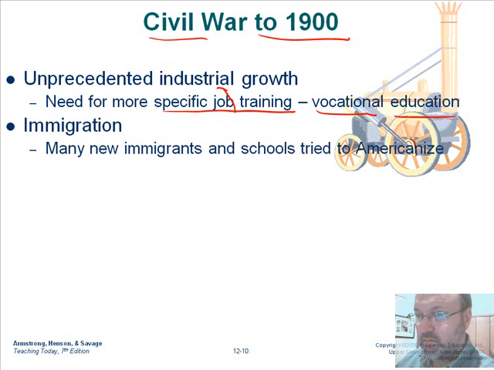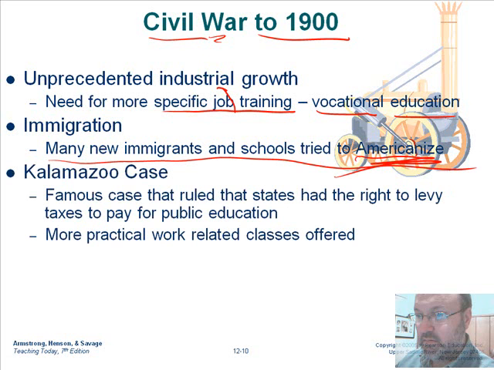What was happening in immigration during this time from the Civil War to 1900? Well, this was a time of a lot of immigration. And so the school's answer to many, many immigrants was to try and Americanize them. In fact, there were movies made about this, especially with the Native Americans, to try and make them more Americanized, cut their hair and be like Americans. And of course, as you know, it kind of backfired.